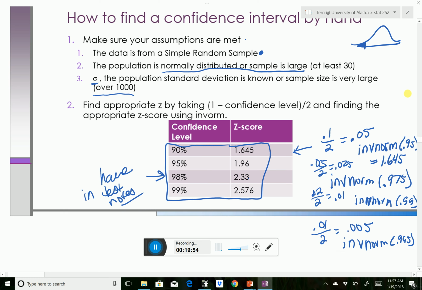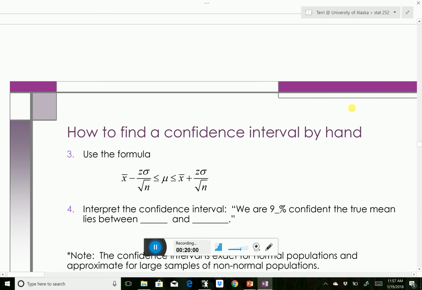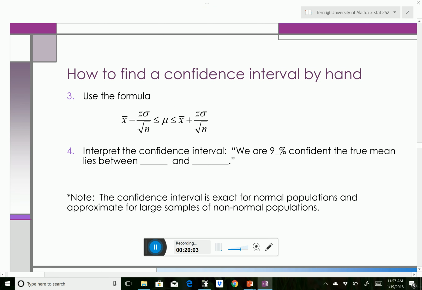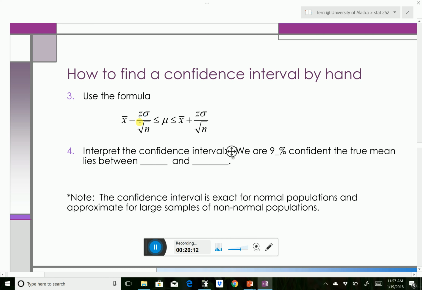Okay, so finding the appropriate z-score depending on what my confidence level is. And then I use this formula: x bar minus my z-score times sigma over the square root of n, which is basically what we did. Z-score being how many standard deviations we want to be away, this being the standard deviation of x bar. And then the mu is between the minus and the plus. Okay, so that's how you find your confidence interval.